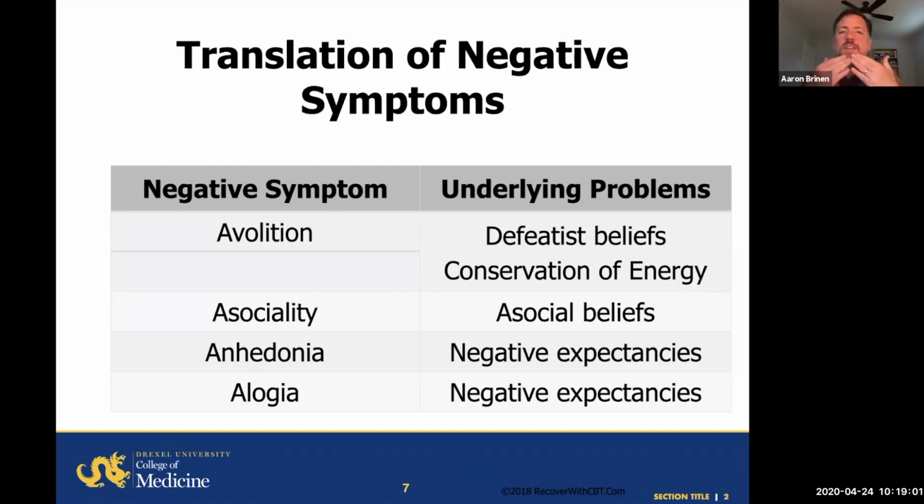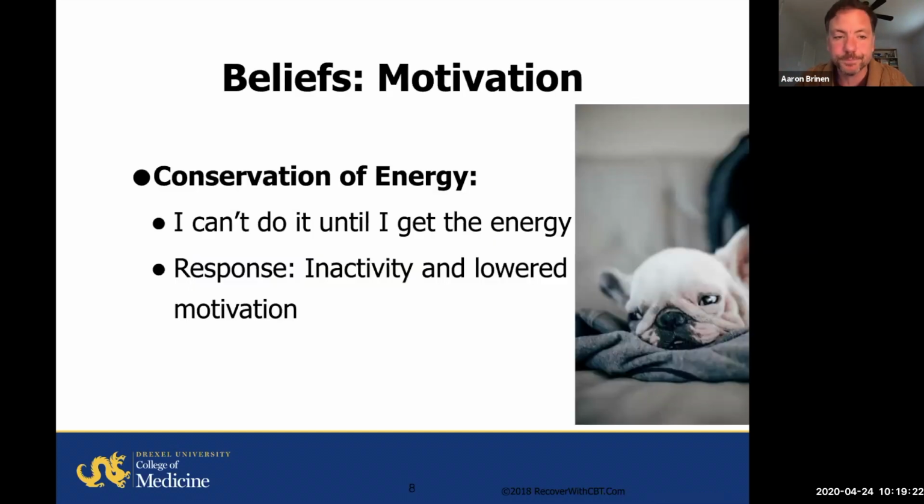And then alogia, not wanting to talk so much, again, that symptom gets worse over the course of an individual's illness. One of the things we started to realize is it really has this sense of they're learning the lesson that people don't want to hear what I have to say anyway, so why talk? And so they don't expect that people will listen, so they don't end up talking as much.